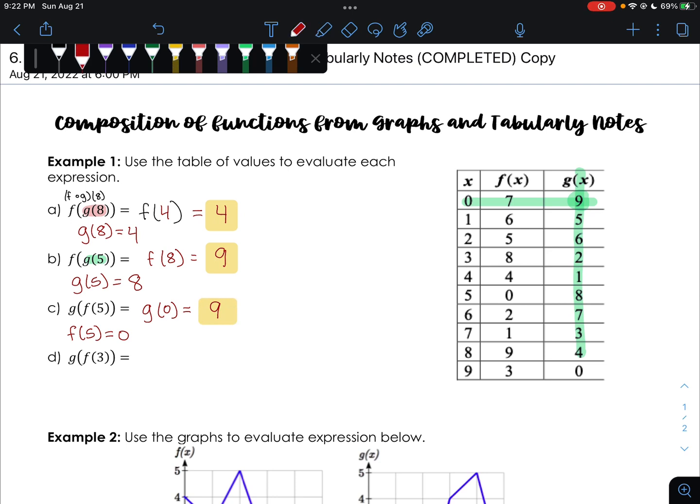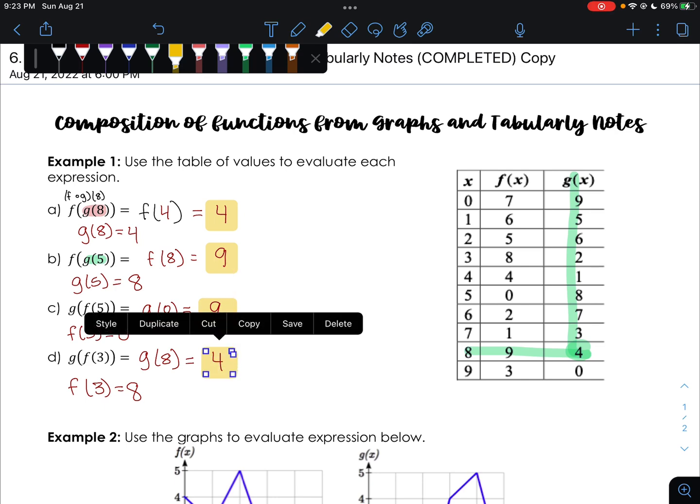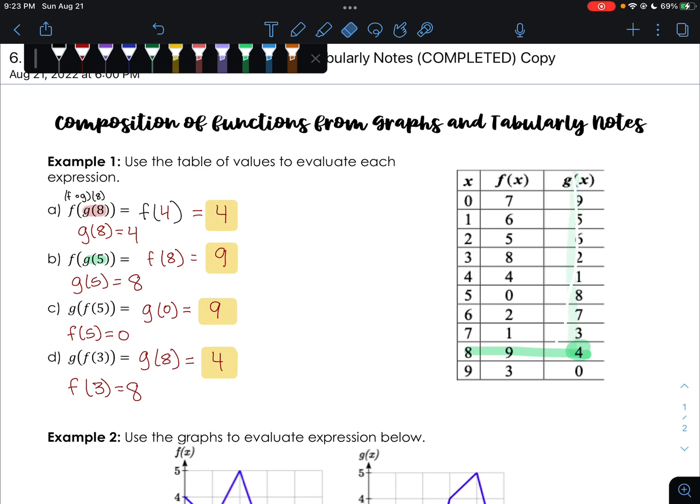Looking at our next one, g of f of 3, that'd be f of 3, which is equal to, looking at our table, here's 3, here's f, it looks like it's 8. Now I want to find g of 8. So I go back to my table, 8 is here, g is here, and it looks like it is 4. And that's how you find a composition from a table.